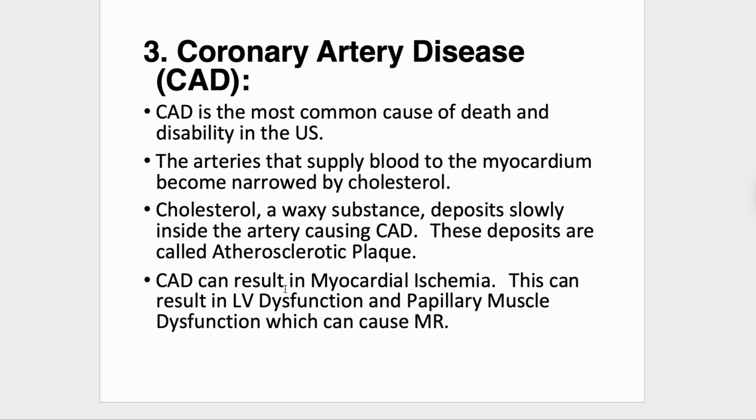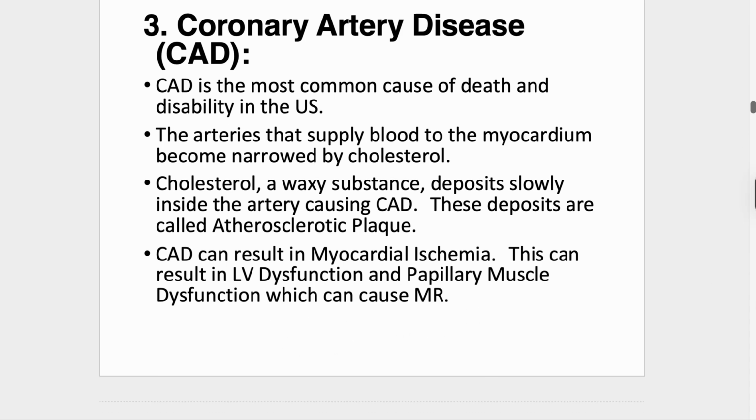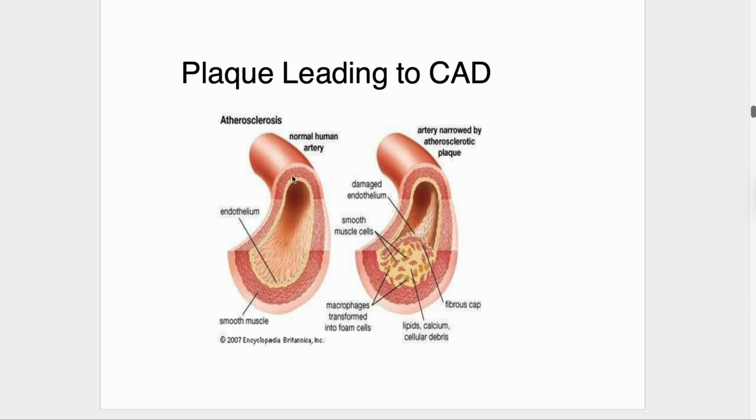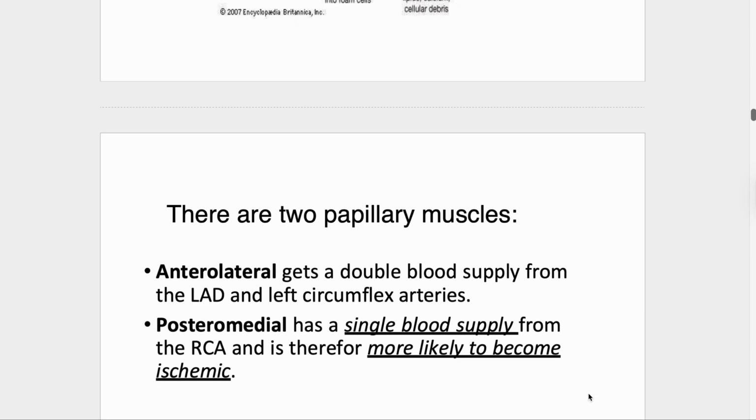Once CAD leads to MI or ischemia, this can then result in that papillary muscle tearing off, the chordae tendineae being ruptured, the LV muscle next to those areas not functioning, and those can cause MR. This is an example of what that can look like, atherosclerosis. And this is plaque filling the vessel. So notice how small this lumen is now. You barely have space. Blood is not going to be able to get through here.